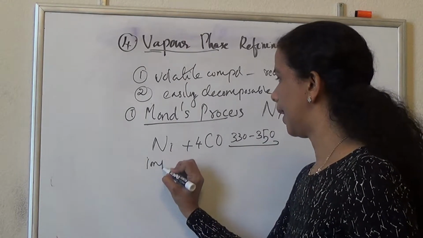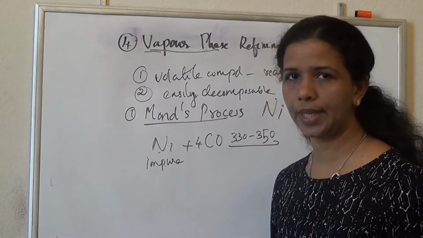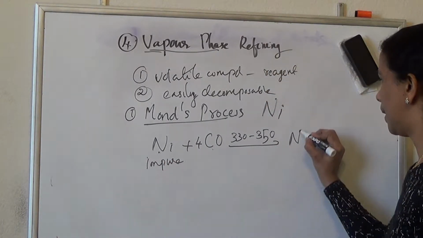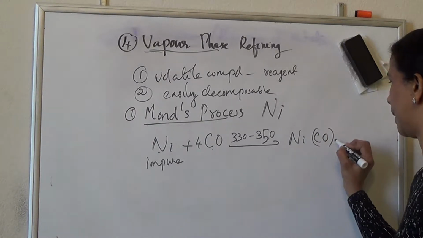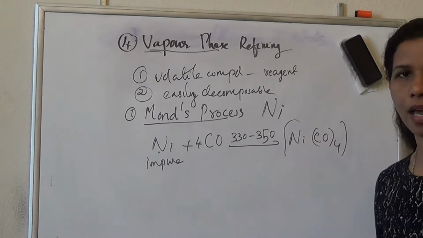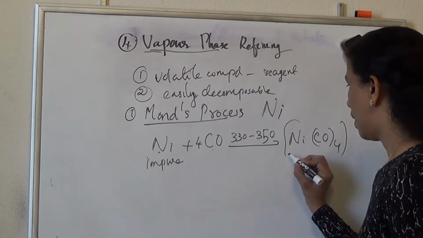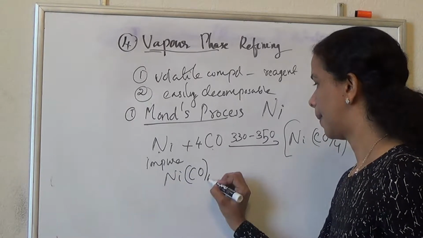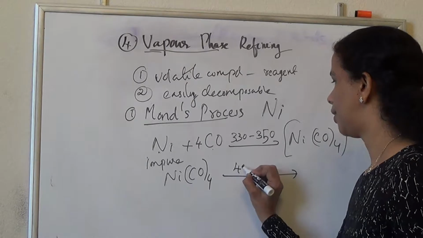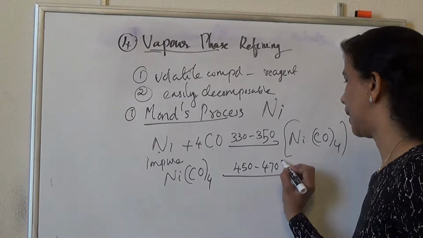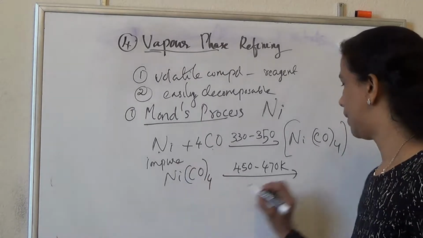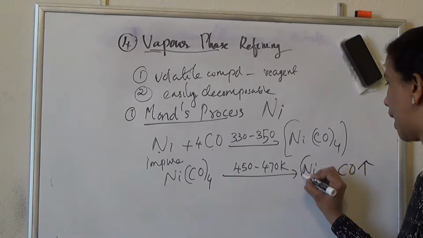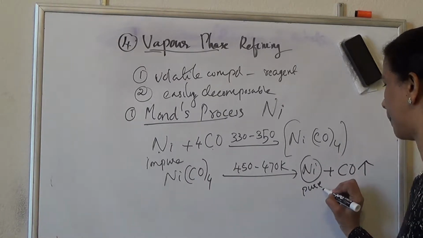This is impure nickel. It contains a lot of other impurities, but only nickel will react with the carbon monoxide and form nickel tetracarbonyl. Nickel tetracarbonyl is a coordination compound. Then this nickel tetracarbonyl, on heating to 450 to 470 Kelvin, will decompose and produce nickel and carbon monoxide. It is a gas, it will expel off, and here we will get pure nickel.